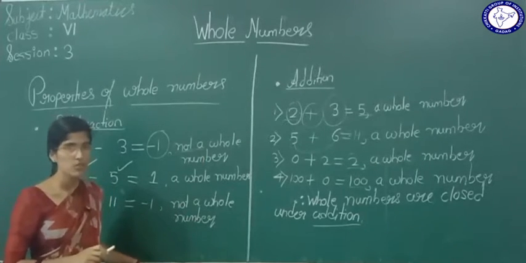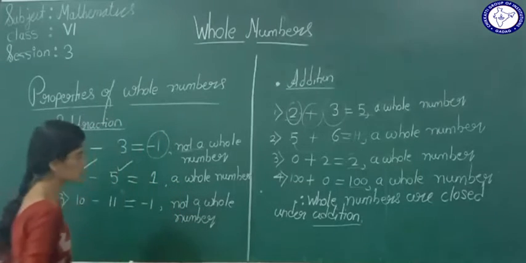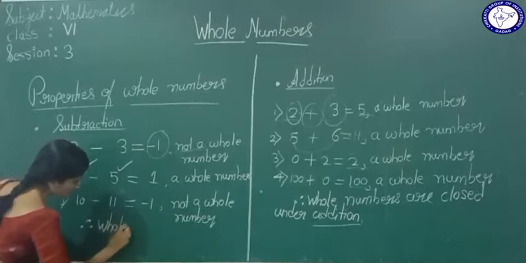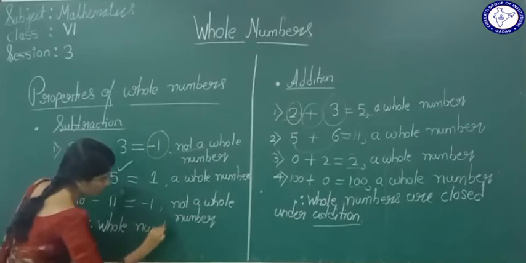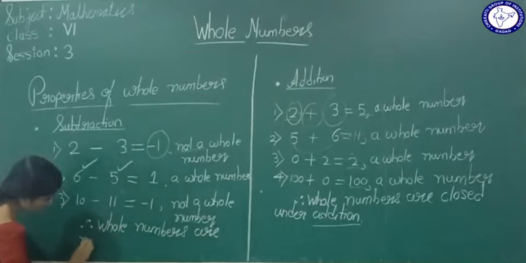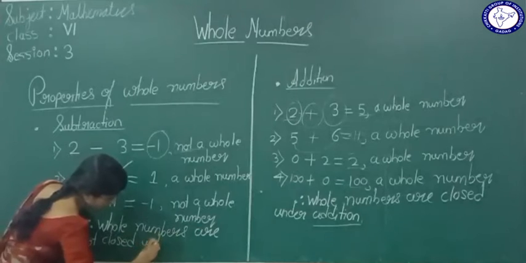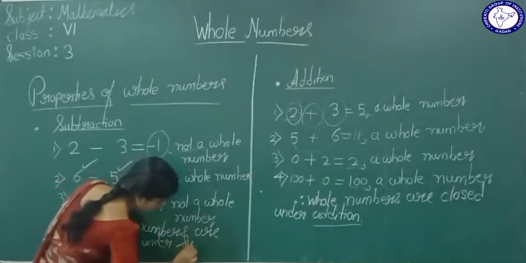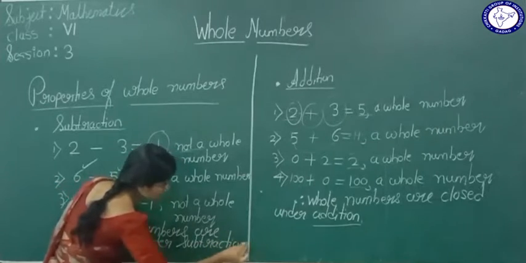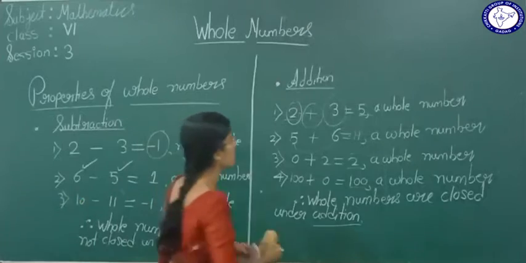What can we tell, students? Whole numbers are not closed under subtraction. Therefore, whole numbers are not closed under subtraction. Okay. Next we will see multiplication.